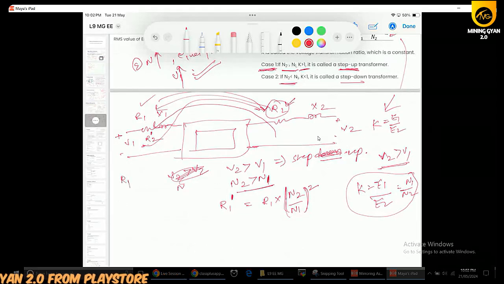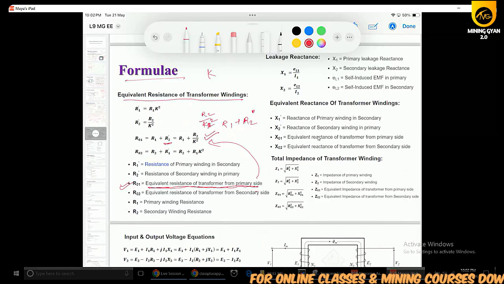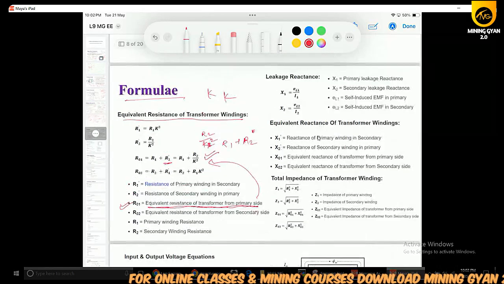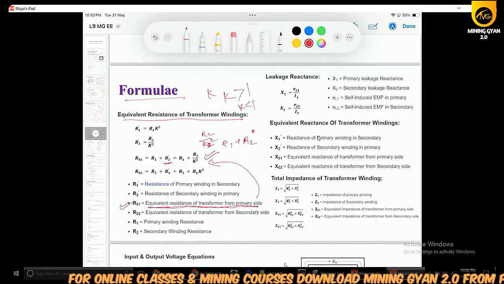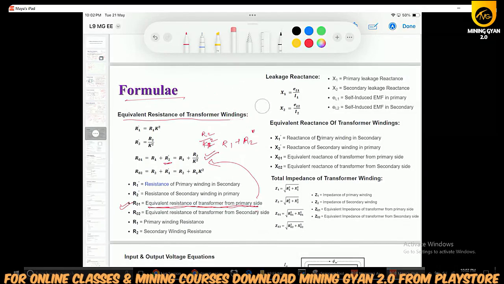The total resistance at the primary side will be what? R1 plus R2 dash, because these two are connected in series. Okay, and how to calculate R2 dash? R2 dash will be R2 divided by K square. Depending upon the type of the transformer, the K value will be decided. Okay, K can be greater than 1 or less than 1, that will be decided. If it is a step up transformer or step down transformer, accordingly you will get the values.